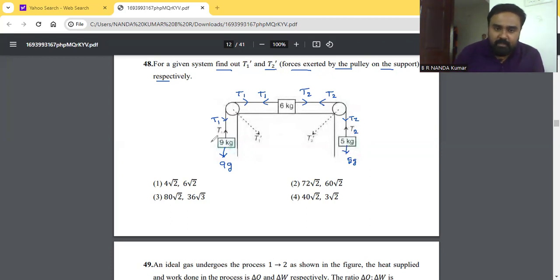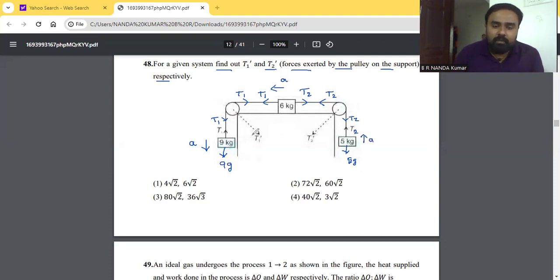So in this system, the 9 kg block moves vertically downwards with acceleration a. The entire system moves with the same acceleration here, because of the way the string is connected. So in the entire system, the 9 kg, 6 kg and 5 kg blocks move with the same acceleration: 9 kg moving downwards with acceleration a, 6 kg moving towards the left with acceleration a, and 5 kg moving upwards with acceleration a.